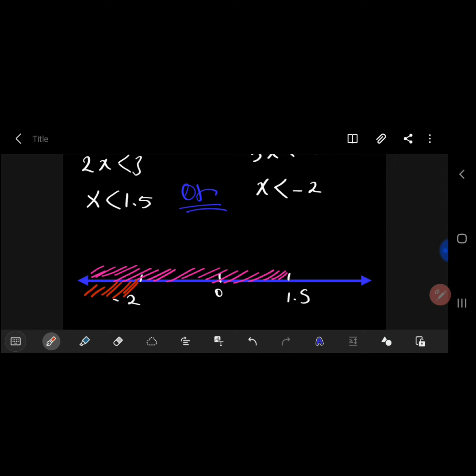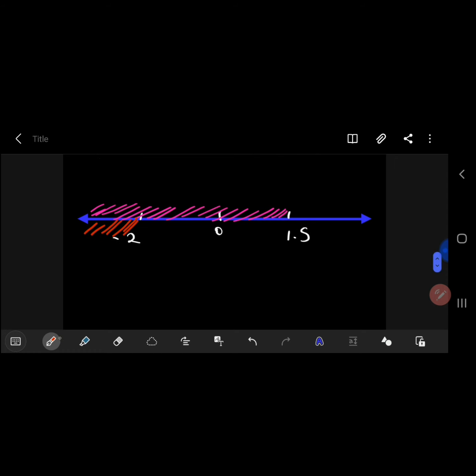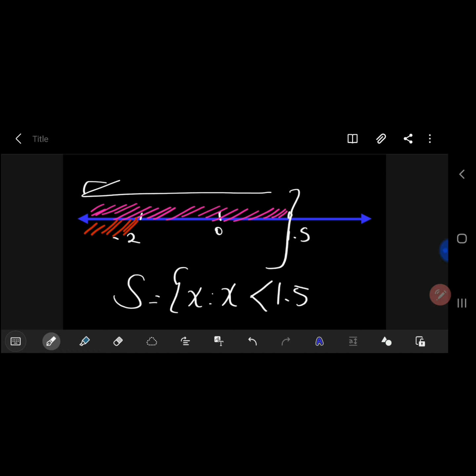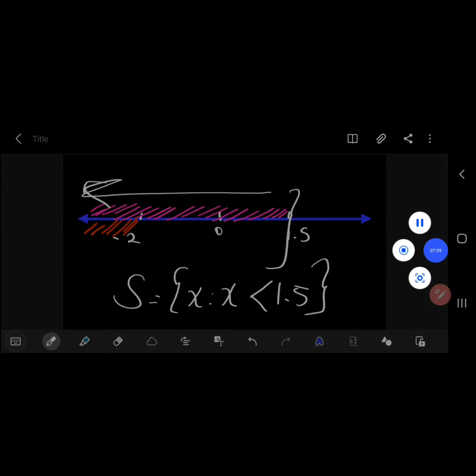So I said in the note, if he gives me the word or, I take all the elements I found. So here the solution equals what? Solution equals x for all x smaller than 1.5. The whole elements I found. I guess it's clearly right. You can understand it by these two examples.